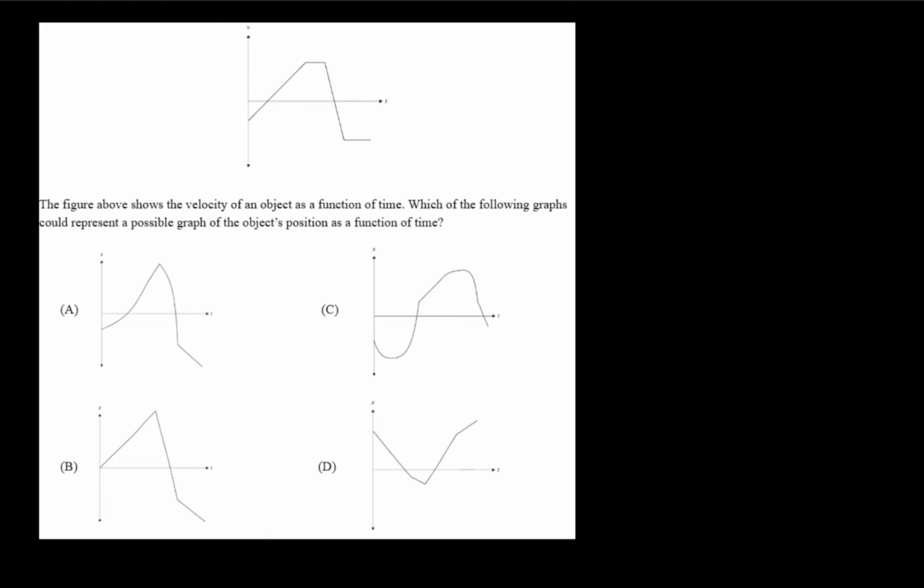Another type of question you could also see is a question where you have to produce a graph from a given graph. The figure above shows the velocity of an object as a function of time. Which of the following graphs could represent a possible graph of the object's position as a function of time? For these questions, I recommend you draw your own graph and then compare it to the options so you don't get biased. So let's draw our own graph on the side over here. Let's draw our axes with position on the y-axis and time on the x-axis. Then let's break this up into different parts.